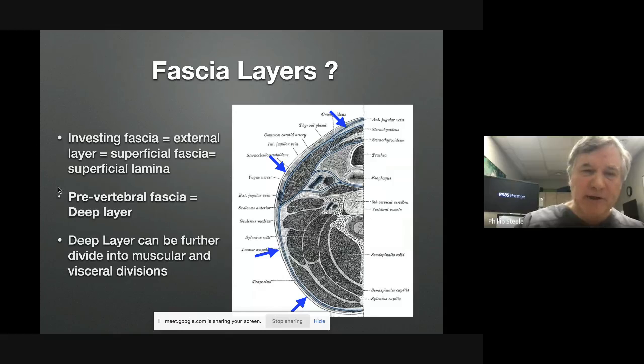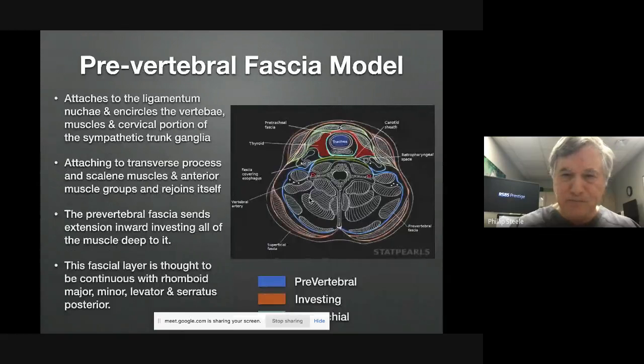So it's confusing in the literature. The literature will say investing fascia, external layer, superficial fascia, superficial lamina. For the most part, all of that is the same. And highlighted in blue here is this investing layer. So we can see the main muscles here, the trap, and then here's the SCM, or the sternocleidomastoid, are all part of that superficial layer of the neck. The deep vertebral fascia, or the deep layer, is this area. And we're going to talk mostly today about the deep layer.